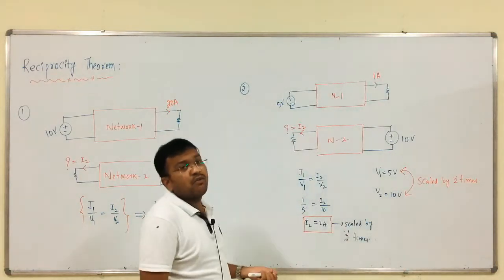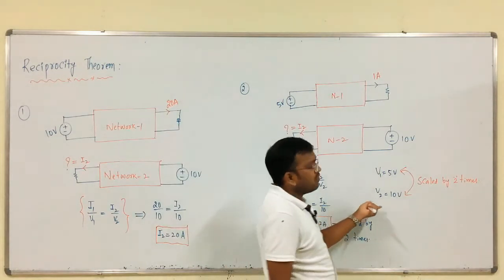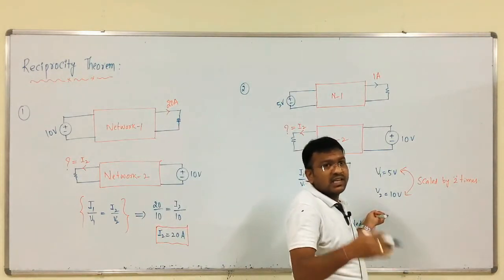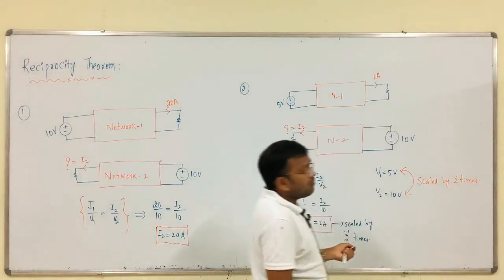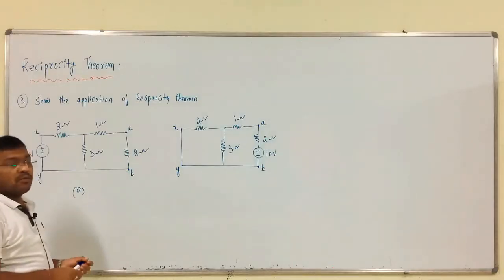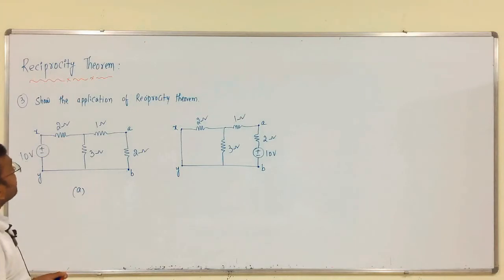Means what? Principle of homogeneity. This is the concept of principle of homogeneity. X giving you y, kx giving you ky, that is it. This is principle of homogeneity. Next problem is show the application of reciprocity theorem.